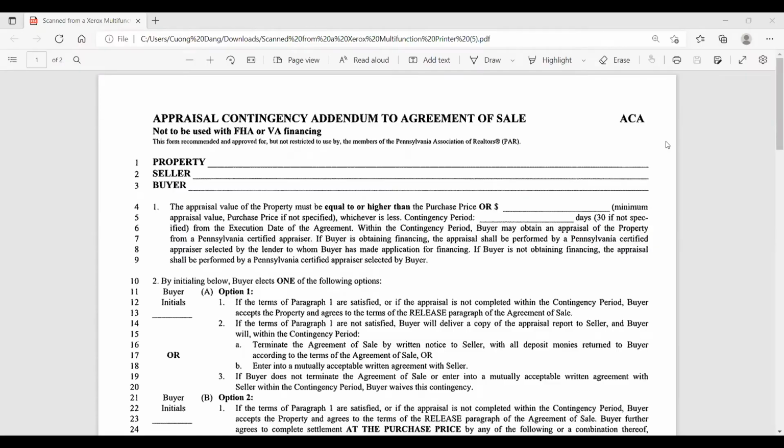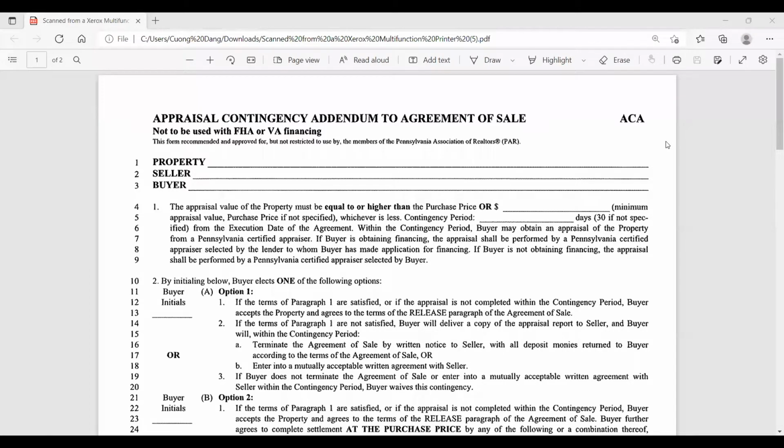Welcome to today's Zoom call on the Appraisal Contingency Addendum to the Agreement of Sale. There's been a lot of confusion, and I've heard it from agents in our office, about the different options and what it means, and when and how to use the form. So I figured it's a good time to go over this form in its entirety and break it down so that we have a better understanding of the form.